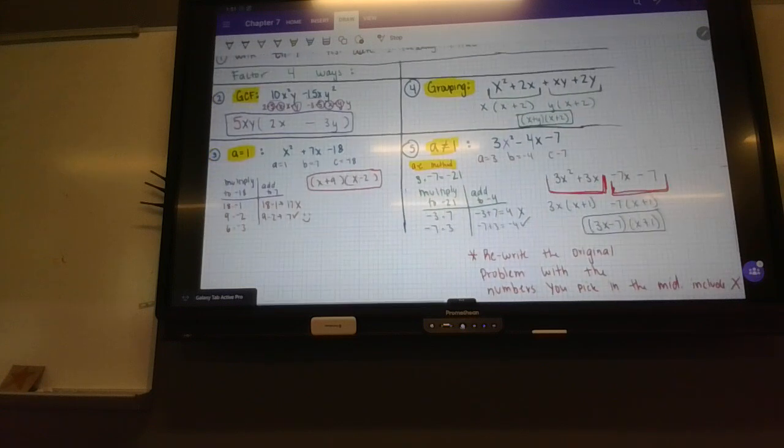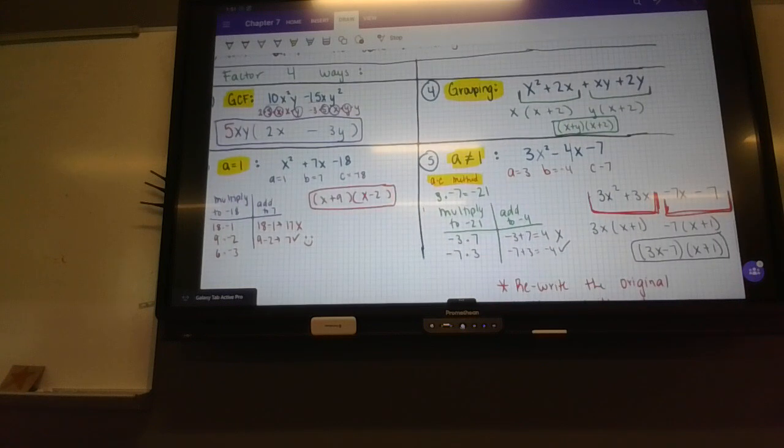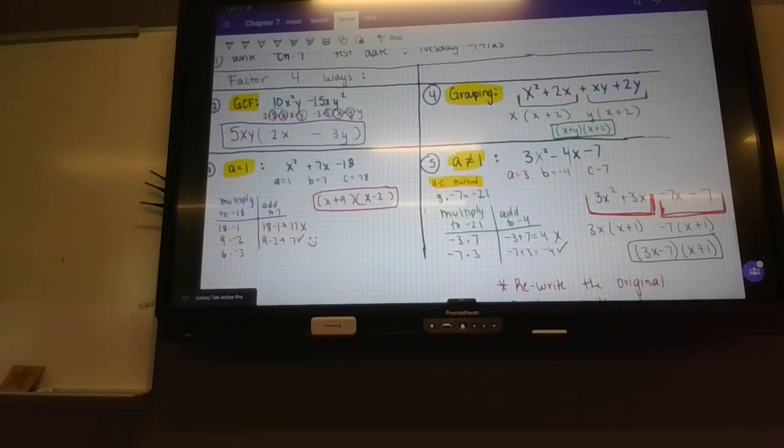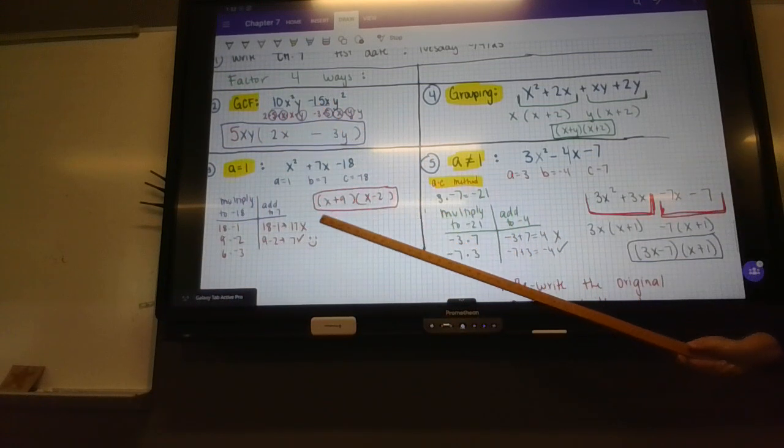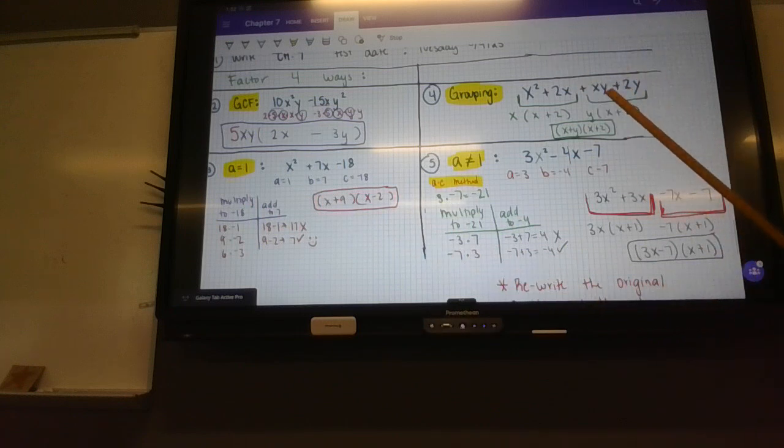There it is, 4 ways to factor. We've been working on it for like 2 weeks now. If you can do GCF, if you can do a is 1, and you can do grouping, you're in a good place. That's very good. This one's the most difficult. You'll see a lot of students still struggling with this one in algebra 2. We do it a lot.